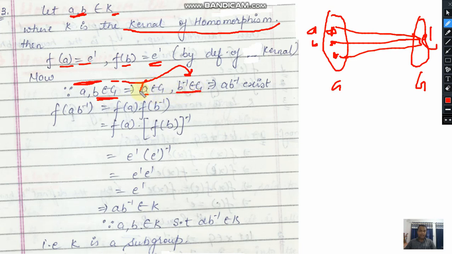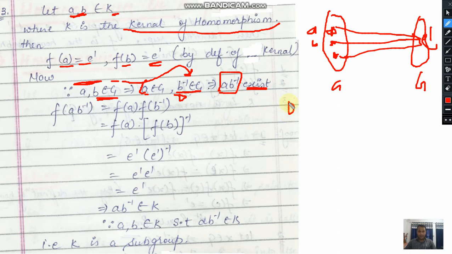Now A and B inverse are 2 different elements of G. By using the closure property, their composition will also be available in G. So A B inverse will also exist in G. Now we will check the mapping of this A B inverse, because we want to prove that K is a subgroup, and the shortcut to prove a set is a subgroup.